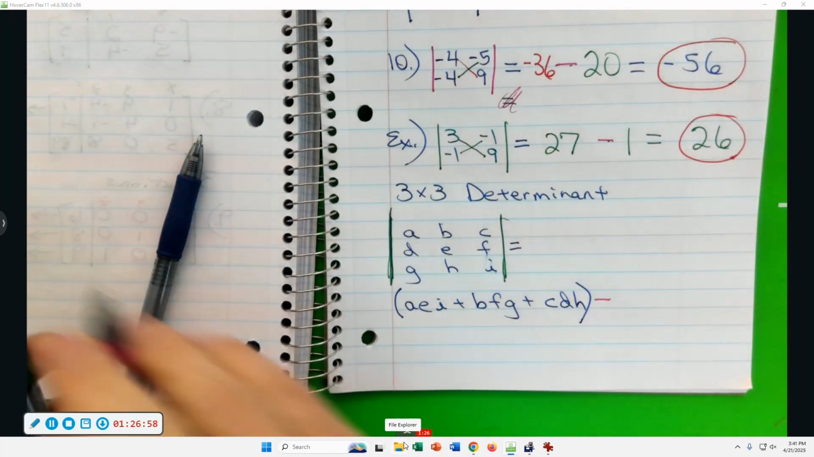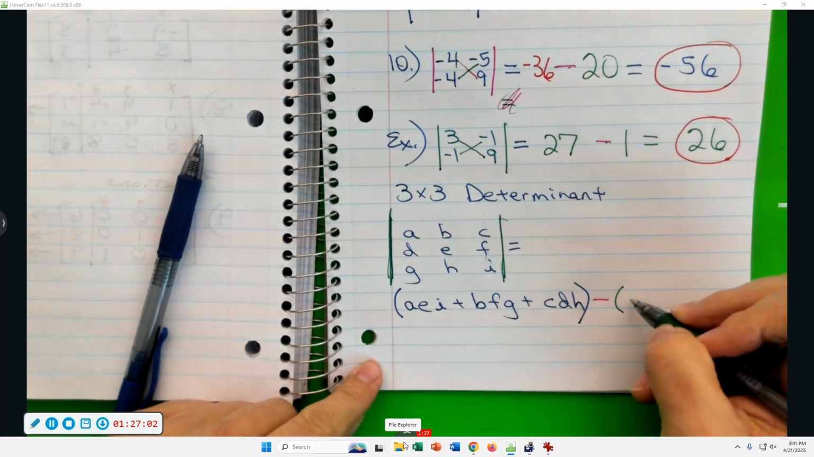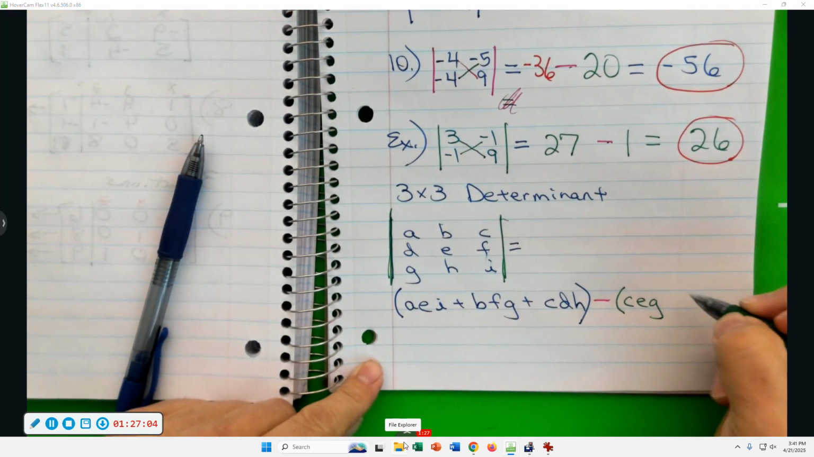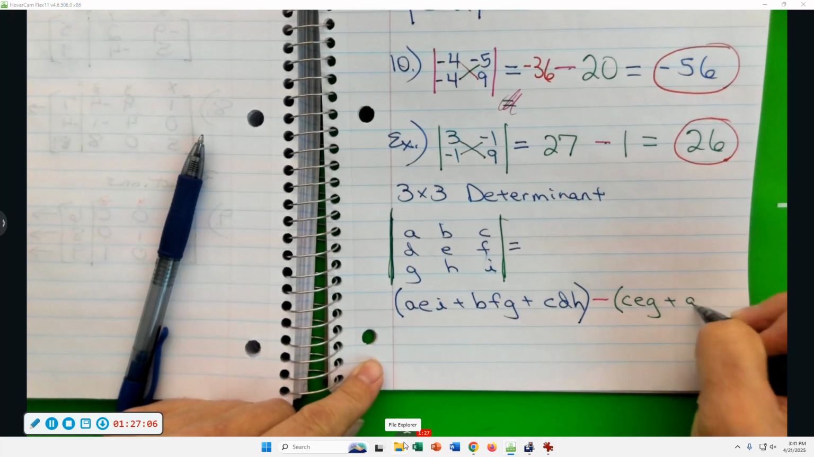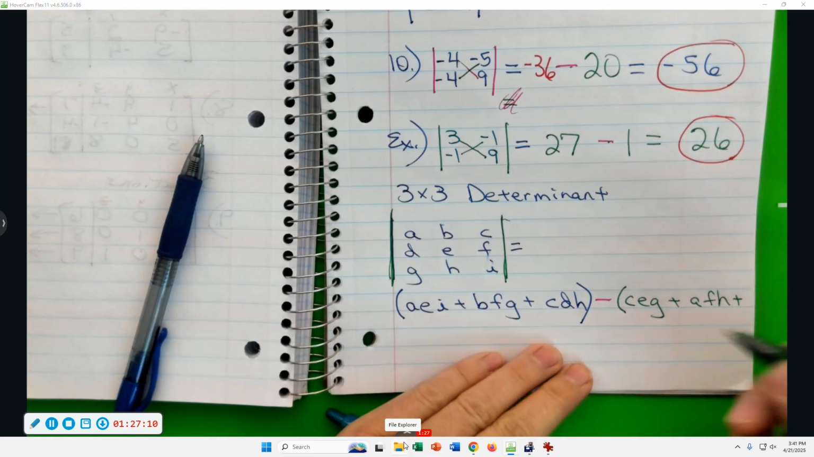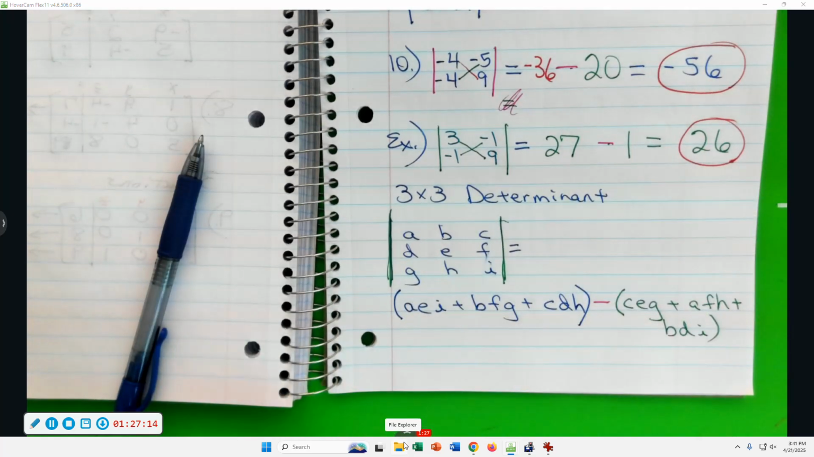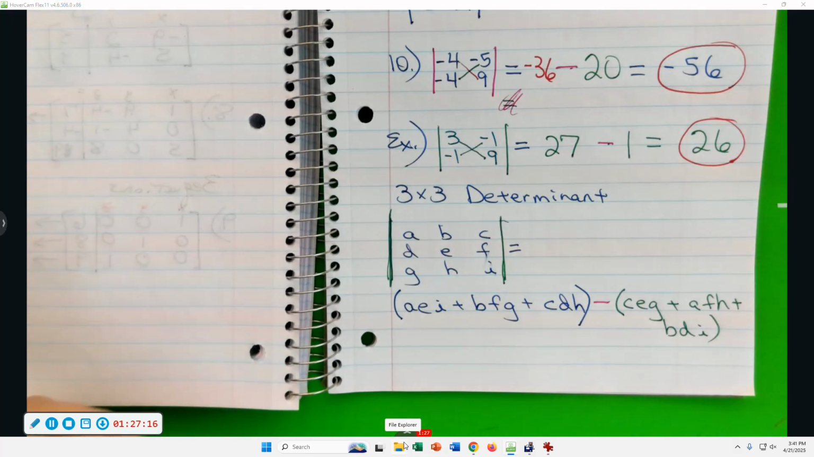Minus. Open the parentheses. Then C times E times G plus A times F times H plus B times D times I. There's the formula that you need.